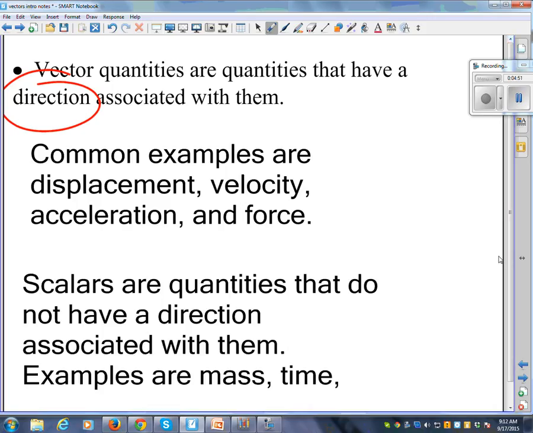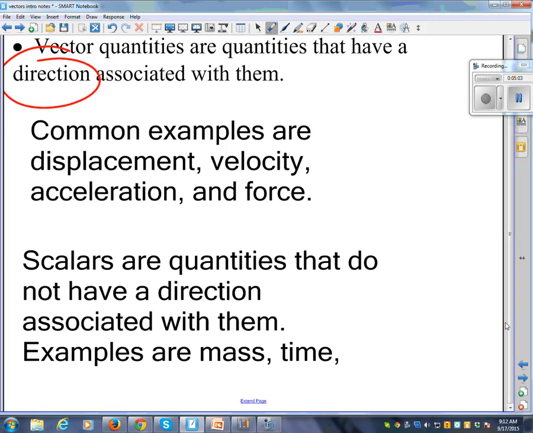The opposite of a vector is what's called a scalar. Scalars are quantities that do not have a direction associated with them. No direction. Things like mass, time. How much do you weigh? 47 kilos south. Doesn't make sense. How long did it take you to run the mile? 12 minutes east. Doesn't make sense, right? If there's no direction, it's a scalar.